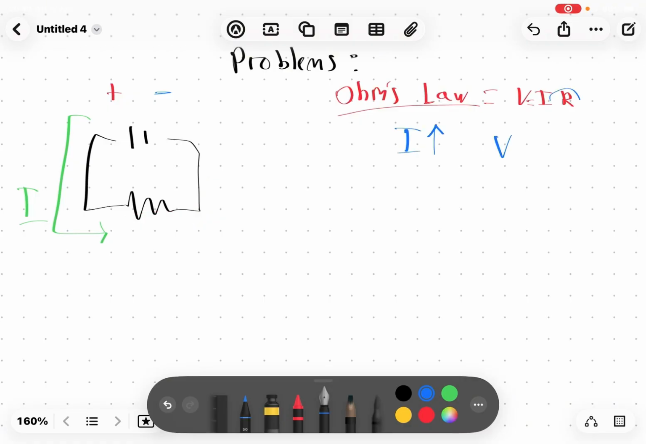So let's say you keep the resistance constant and you increase the current. What do you think would happen to the voltage? It would increase. Same with the other part. If let's say resistivity is the same, it's constant, and you increase the voltage, the current will also increase. Remember how I said resistance limits how much current goes through? If you increase the resistance, the current decreases.